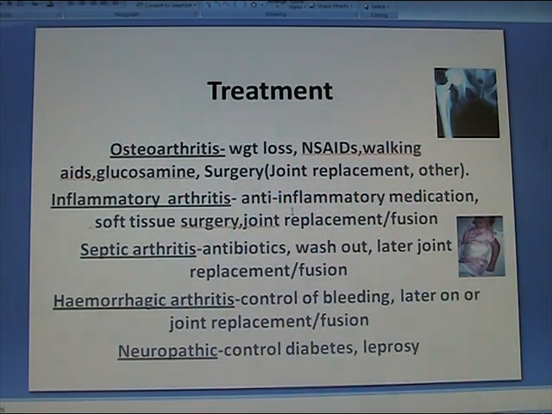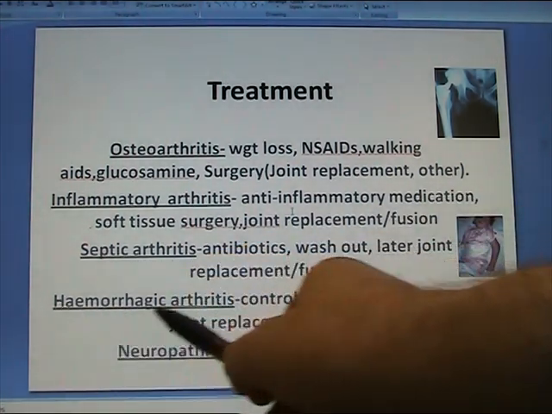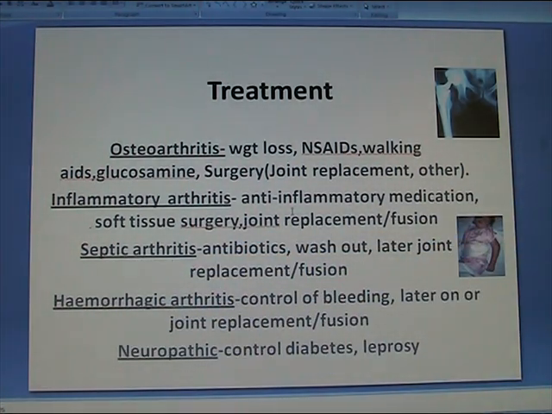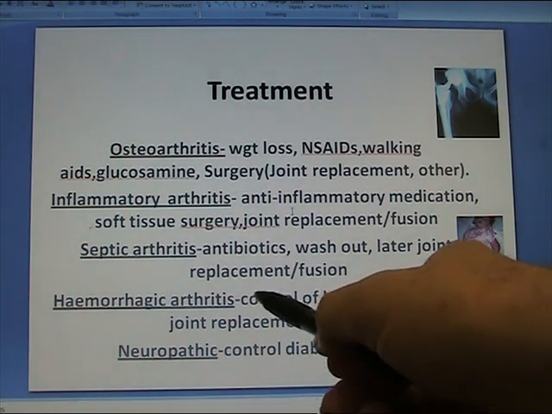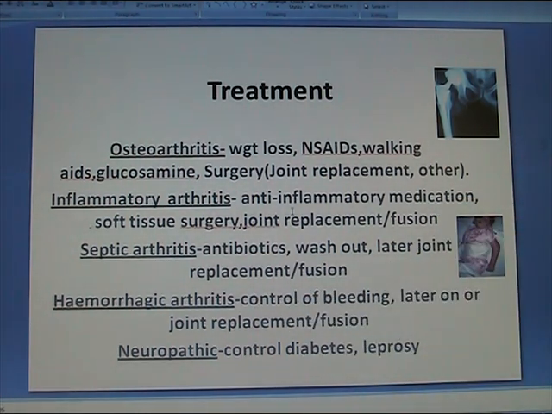Septic, joint destroyed, often young. See, young patients can't do joint replacements then. Got to work to preserve that joint. Wash it all out, right antibiotics. Hemorrhagic, young patients, hemophiliacs, can't destroy the joint at too early a stage. Got to get in there, wash it all out, control the abnormal bleeding, get the right blood products going to control and prevent further bleeding.